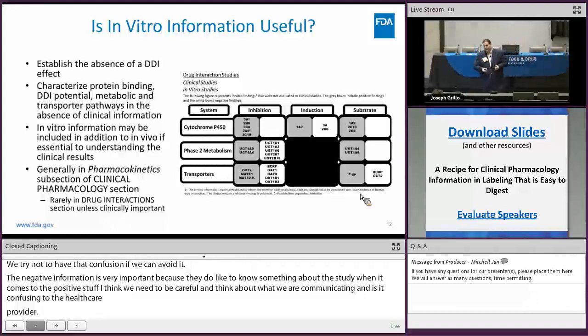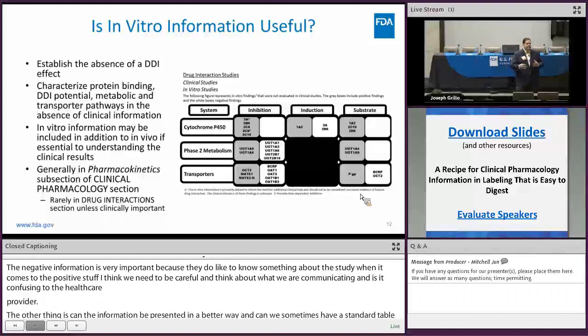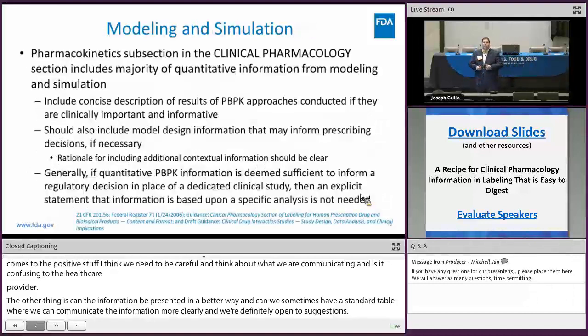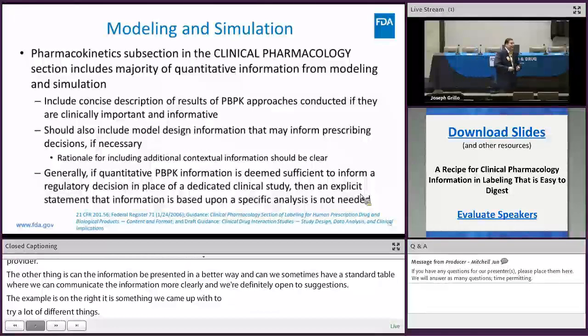The example on the right there is just something we came up with. We try a lot of different things, but that's definitely shouldn't be taken as any kind of template or anything. But we're open to suggestions on different ways of communicating in vitro. Modeling and simulation. So model-informed drug development is a big topic these days.